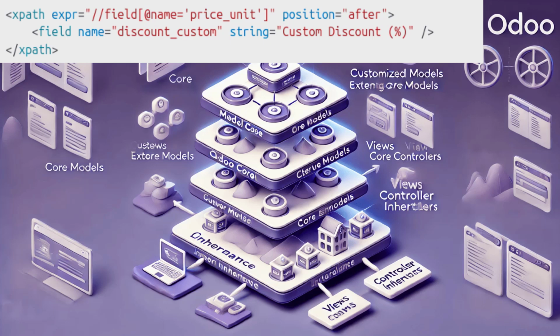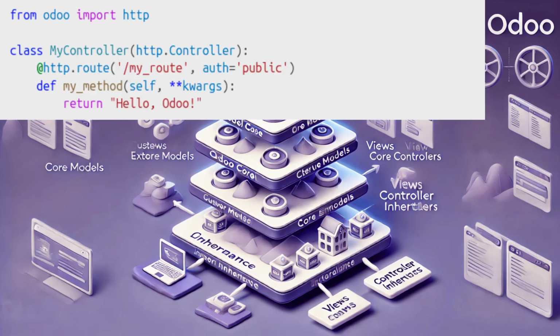And here is an example. XPath expression. So basically, this is a field on an already existing form, and we are adding next to the price unit a new field, discount_custom, and we are adding it after price_unit. This XPath expression targets the price_unit field in the order line list view and inserts the discount_custom field right after it. This approach ensures minimal impact on the rest of the view.